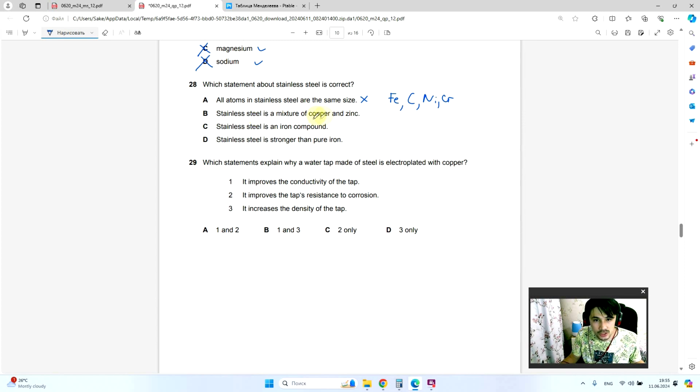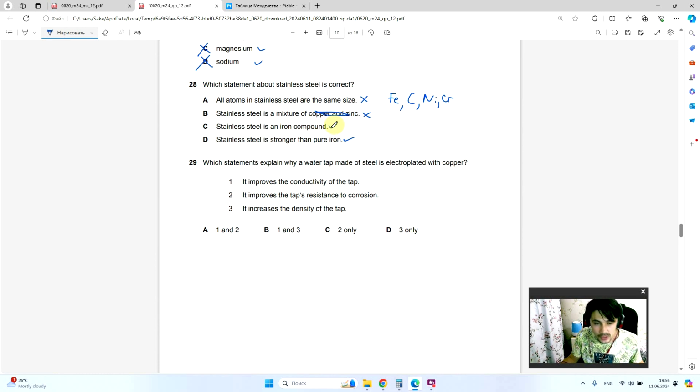Stainless steel is a mixture of copper and zinc. Nope, it's brass. It's not copper and zinc. Stainless steel is an iron compound. Absolutely right. So it contains iron in majority. Stainless steel is stronger than pure iron. Okay, this is the correct answer.